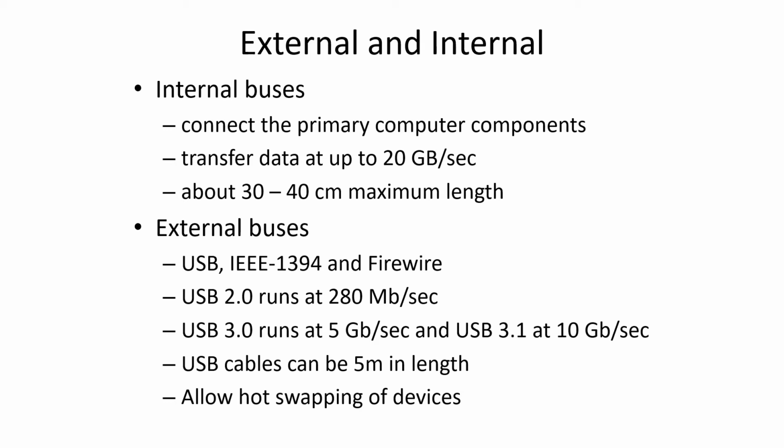USB 2 runs at 280 megabits per second, whereas USB 3 runs at 5 gigabits and 3.1 runs at 10 gigabits per second. Now the USB cables can be up to 5 meters in length, while the bus on the circuit board is only about a foot, maybe 10 inches in length. Also, your USB allows you to pull things out and plug them in at any time. You can't do that on the internal bus. You've got to turn the computer off before you change anything.